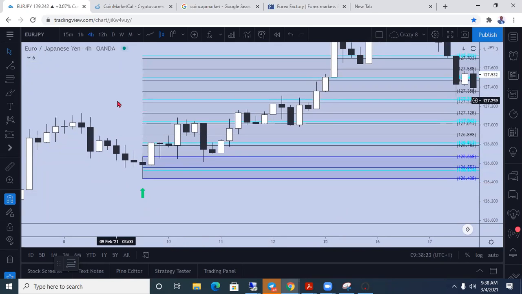Now, the challenge with most people is, how do I get in on this? There are basically 3 methods you could use in trading this, and I'll explain 2 here. The first one is that you could set pending limits.